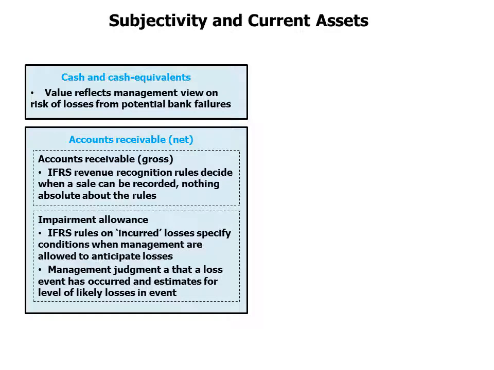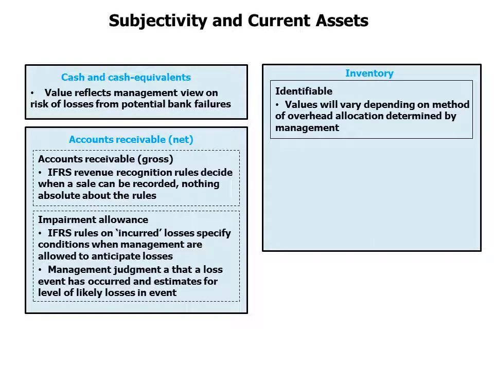And if we look at the impairment allowance, this is the allowance for bad debts. The IFRS rules on incurred losses specify conditions under which management are allowed to anticipate losses. These rules have changed over time. There's nothing absolute about these rules. And it is still a matter of management judgment that a loss event has occurred, and their estimates for the level of likely losses in events. So we've got two subjective figures, the gross figure then being netted by the impairment allowance. So the accounts receivable net of the impairment allowance is inherently a subjective value.